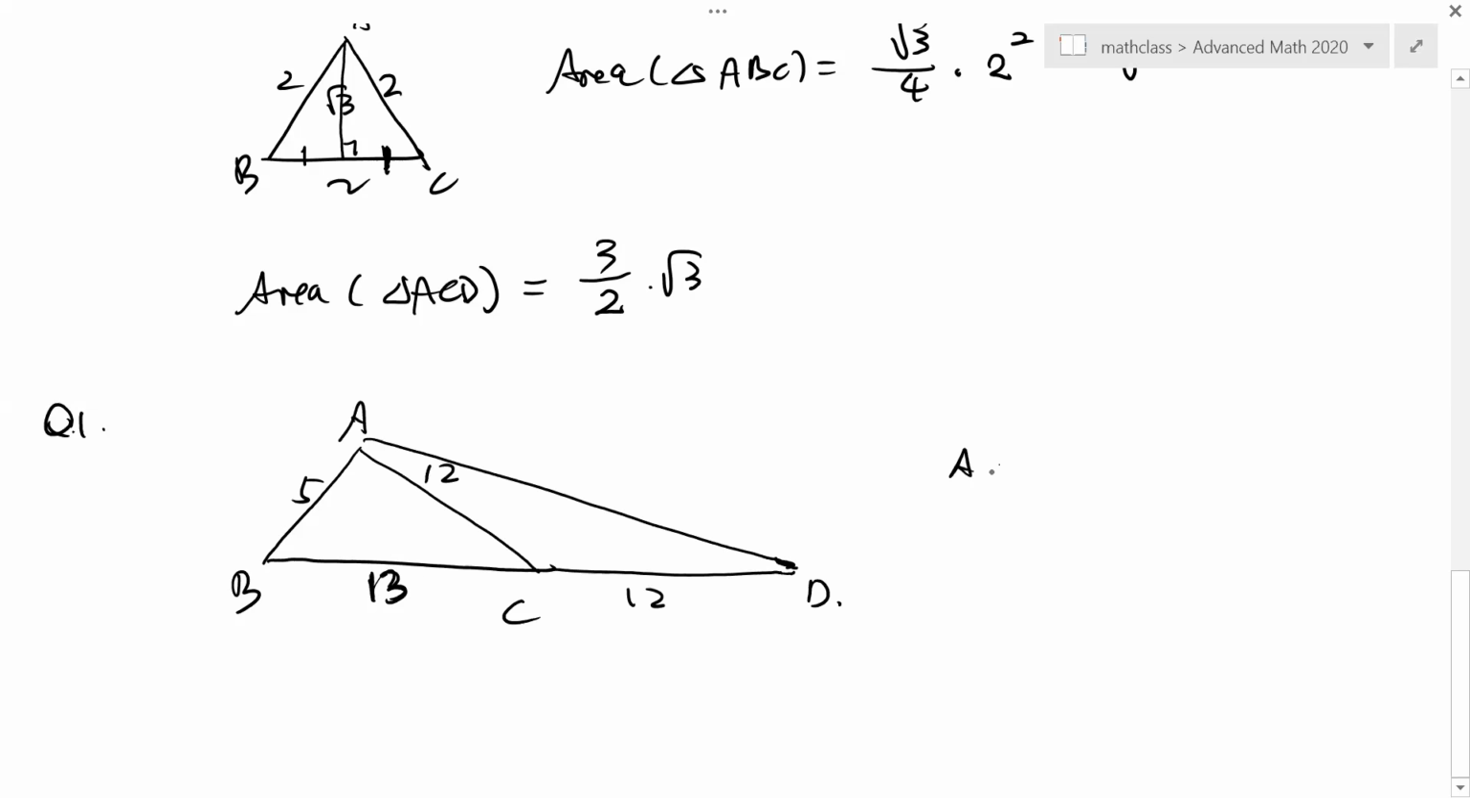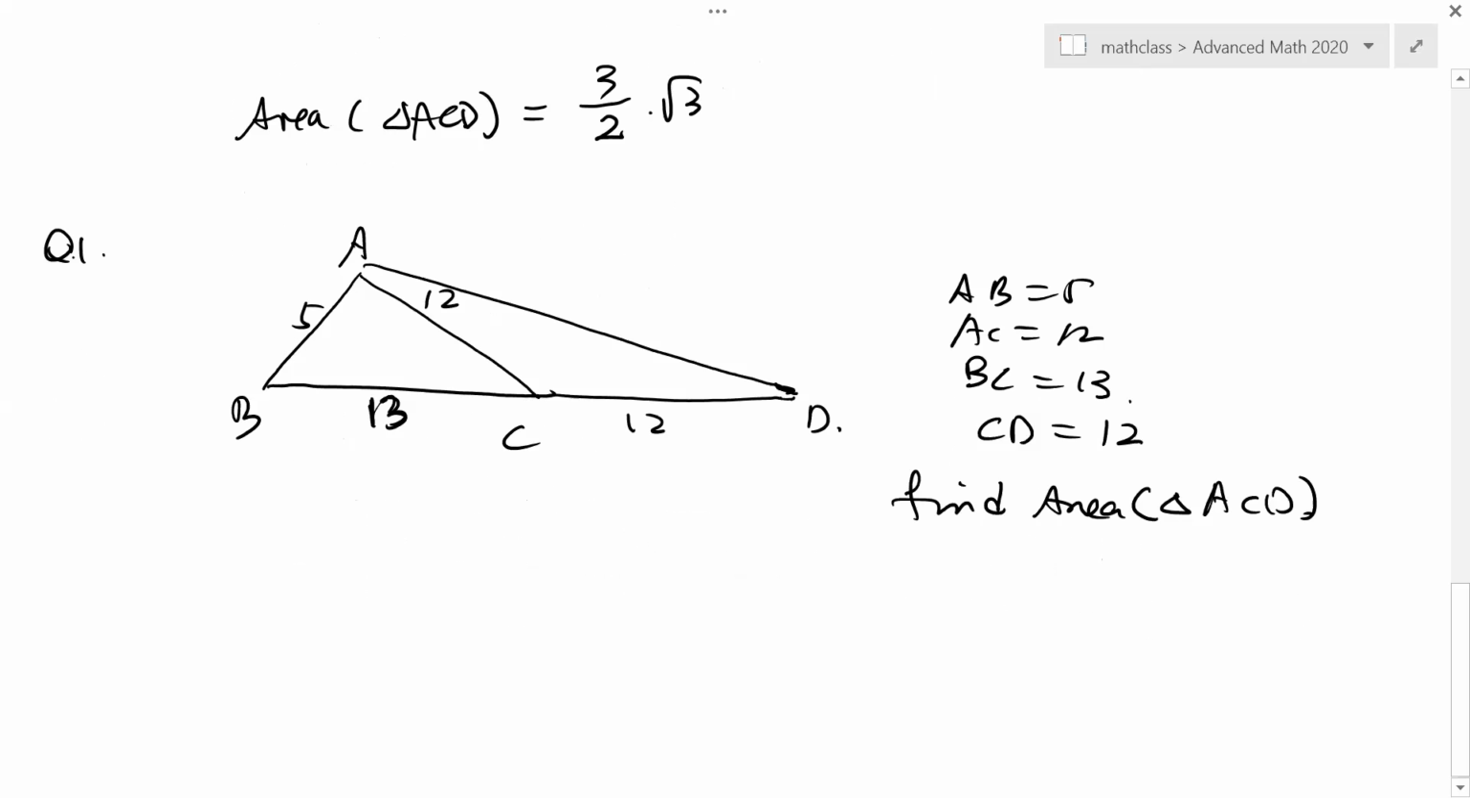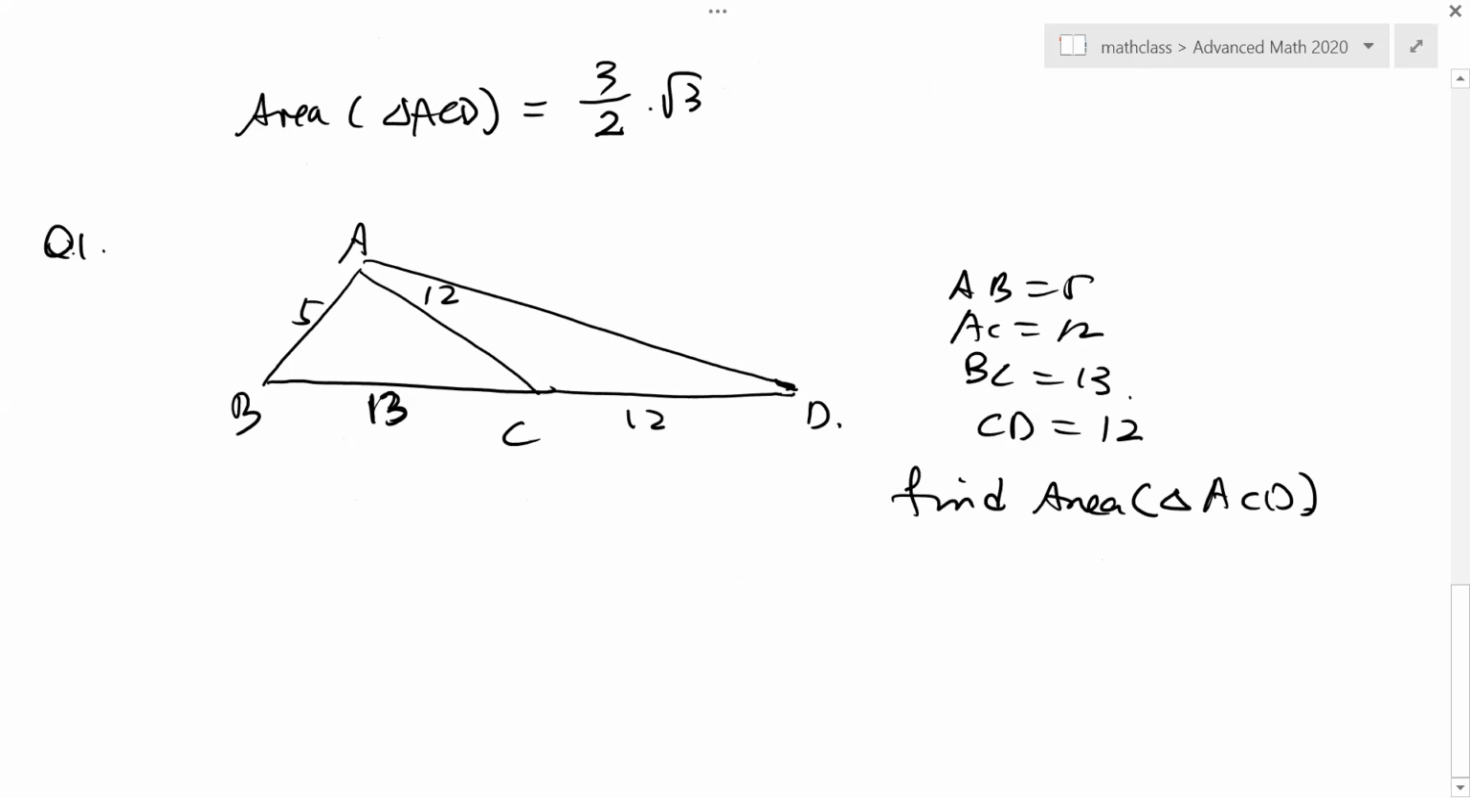AB equals 5, AC equals 12, and BC equals 13, right? Then CD equals 12. I want to find out the area of this isosceles triangle ACD. All right, so I'm going to ask you to do this problem. I'll give you a couple of minutes to think about it.